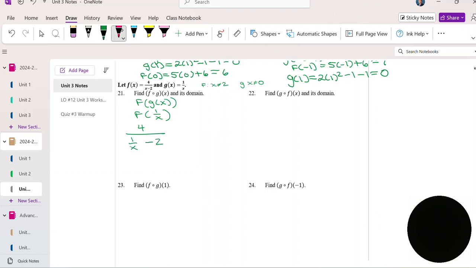So now when you have a fraction within a fraction, you can multiply to get rid of the, or sorry, not by 2, but by the denominator, which is x. So if we multiply by x, we get 4x over, here, when you multiply, the x cancels, so 1 minus 2x. So that is f of g of x. So notice the domain here is that 1 minus 2x cannot equal 0.